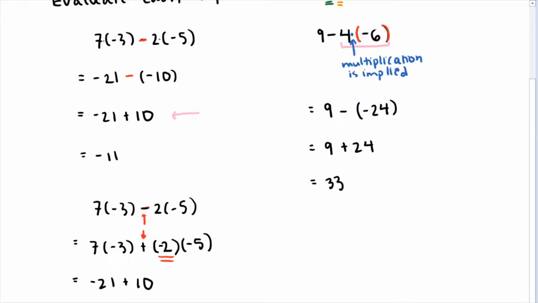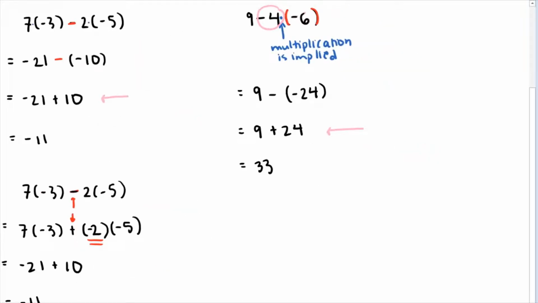And again, we could have jumped straight to this step here, actually just by viewing this 9 minus 4 times negative 6, viewing the subtraction of 4 as adding the opposite, right? Just writing this or viewing this as 9 plus negative 4 times negative 6. And this gives us 9 plus, and then here, negative 4 times negative 6 gives us positive 24, which we get 33 out again.